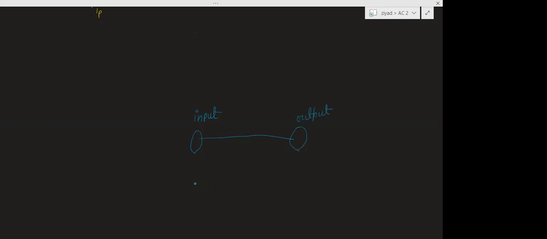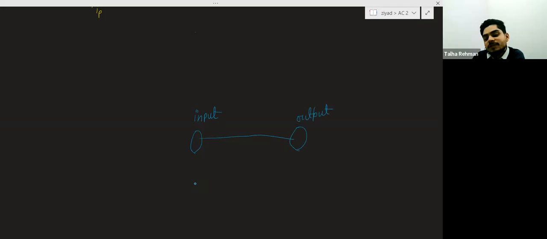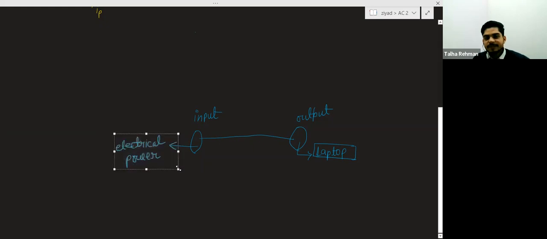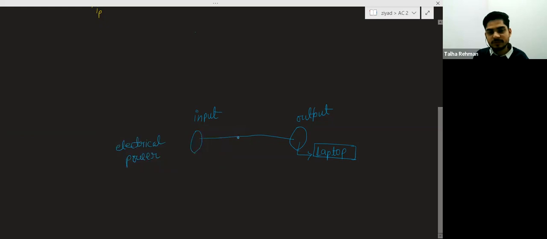Suppose this is the input, and this is the wire, and this is some output. Output means, suppose here is your laptop. And input means you are providing or giving electrical power. Basically, here you are providing some electrical energy to this. This whole thing is your laptop.